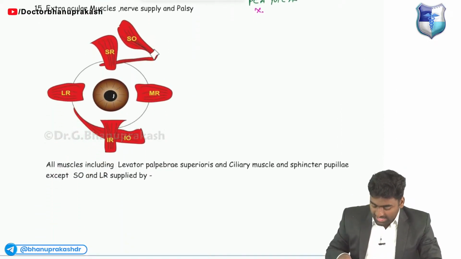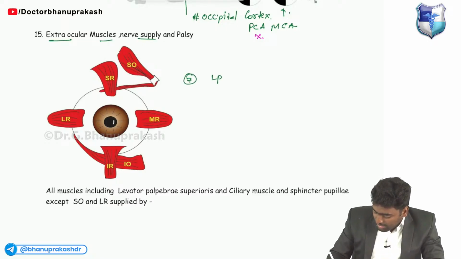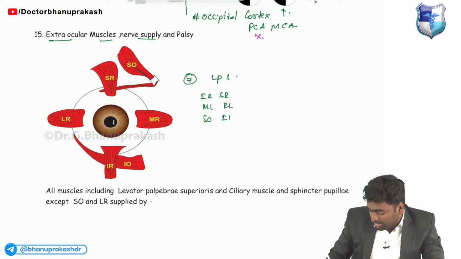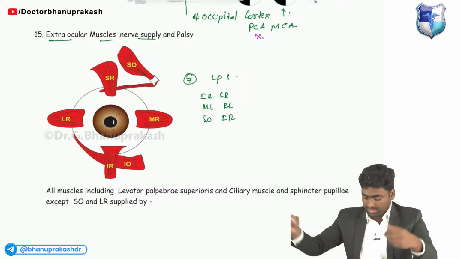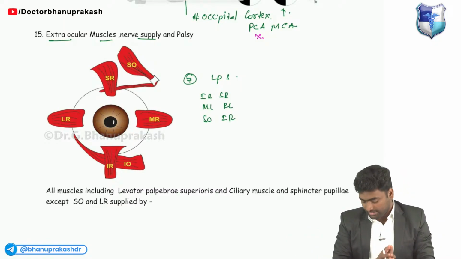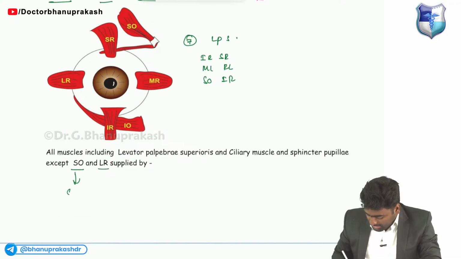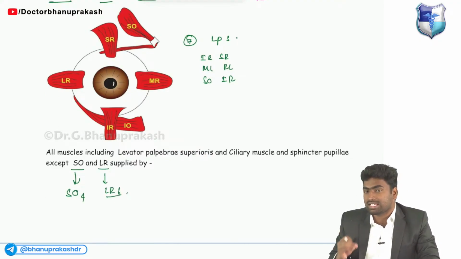Okay. Next, about the extraocular muscles, there are 7 extraocular muscles: levator palpebrae superioris, inferior rectus, superior rectus, medial rectus, lateral rectus, superior oblique, inferior oblique. Okay, 6 and levator palpebrae superioris. Most of them will be supplied by the third cranial nerve, except superior oblique and lateral rectus. Superior oblique will be supplied by the fourth cranial nerve, whereas LR6, lateral rectus, will be supplied by the sixth cranial nerve.